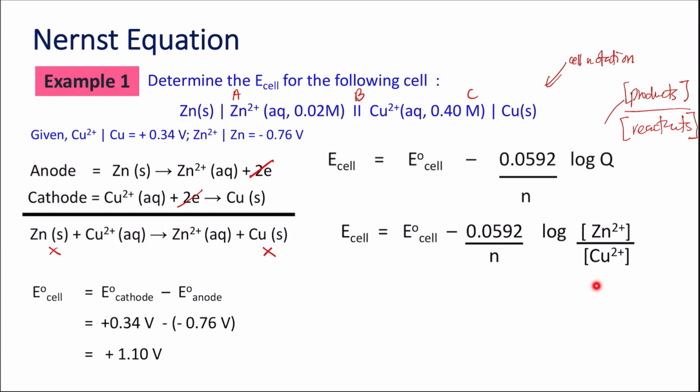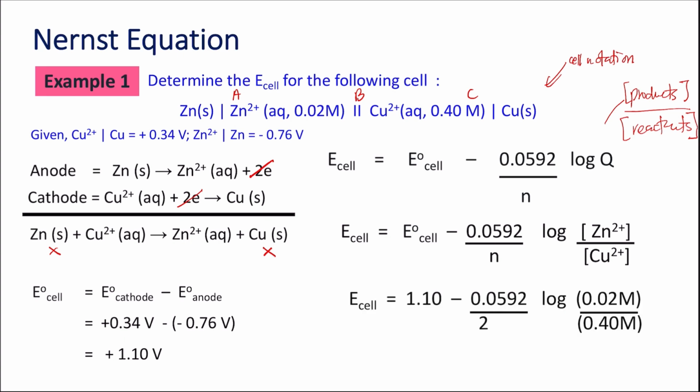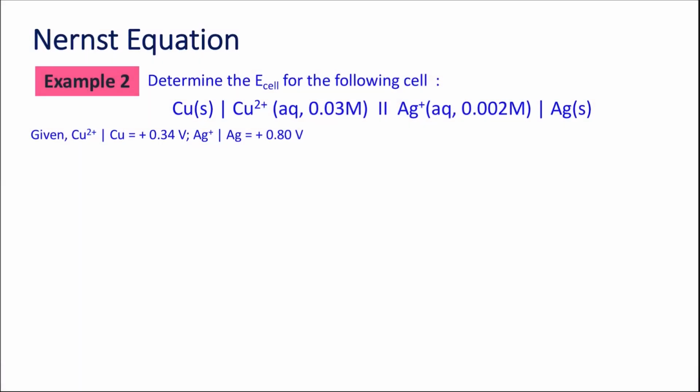So you can see here, and then saya dah ada value E0 cell. Saya ada bilangan N, which is 2 electrons. Saya cancel out here. And the concentration is given from the cell notation here. So put all of those values, you will have positive 1.14 volt for your E cell. Very easy. Alright, let's continue example 2.